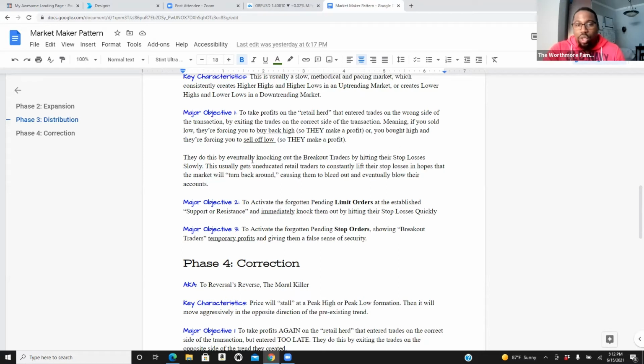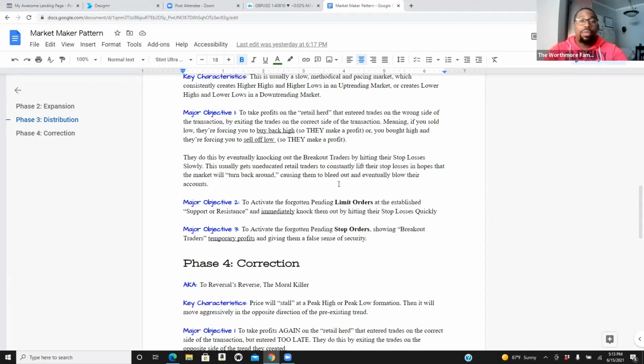They do this by eventually knocking out all the breakout traders by hitting their stop losses slowly, okay? There's a reason why they do this slowly. It's because most breakout traders who didn't trail their stop losses when they were in profit will now begin lifting their stop, right? Because they think it's going to turn around and go back in their direction. Like we see here, this usually gets uneducated retail traders to consistently lift their stop losses in hopes that the market will turn back around. Come on now, I know you've done it. I've done it too, right? This causes them to bleed out their accounts and eventually blow their account.